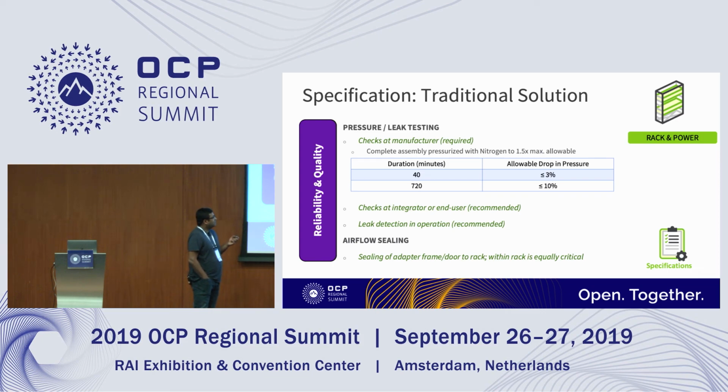Checks at the integrator side or the end user are recommended. It could be a similar test, but with just compressed air, if compressed nitrogen is not available at the integrator side or the end user. Leak detection in operation is either a visual check through the life of the product or using some form of leak detection, whether it's a wire, as Jessica outlined.